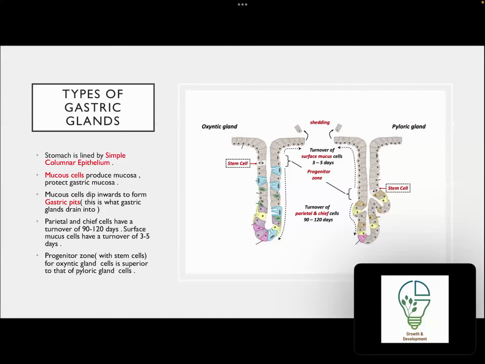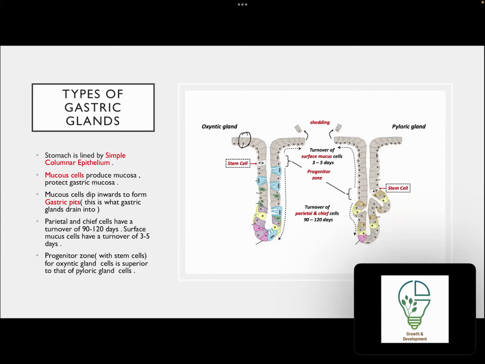Okay, we have oxyntic and pyloric glands. Pyloric are on the right and oxyntics on the left. So the stomach is lined by simple columnar epithelium throughout. It doesn't matter which part of the stomach it is. It's lined by simple columnar epithelium. We have mucus cells, and an example of a mucus cell is this cell right here, which I'm going to circle. That's a mucus cell. And these obviously produce mucosa.